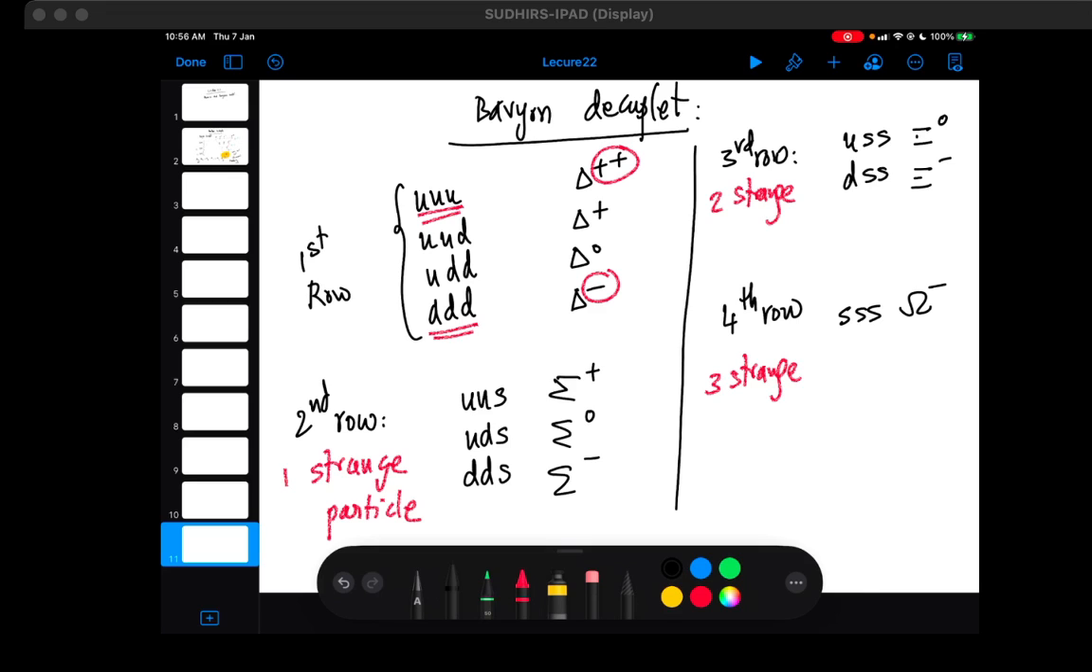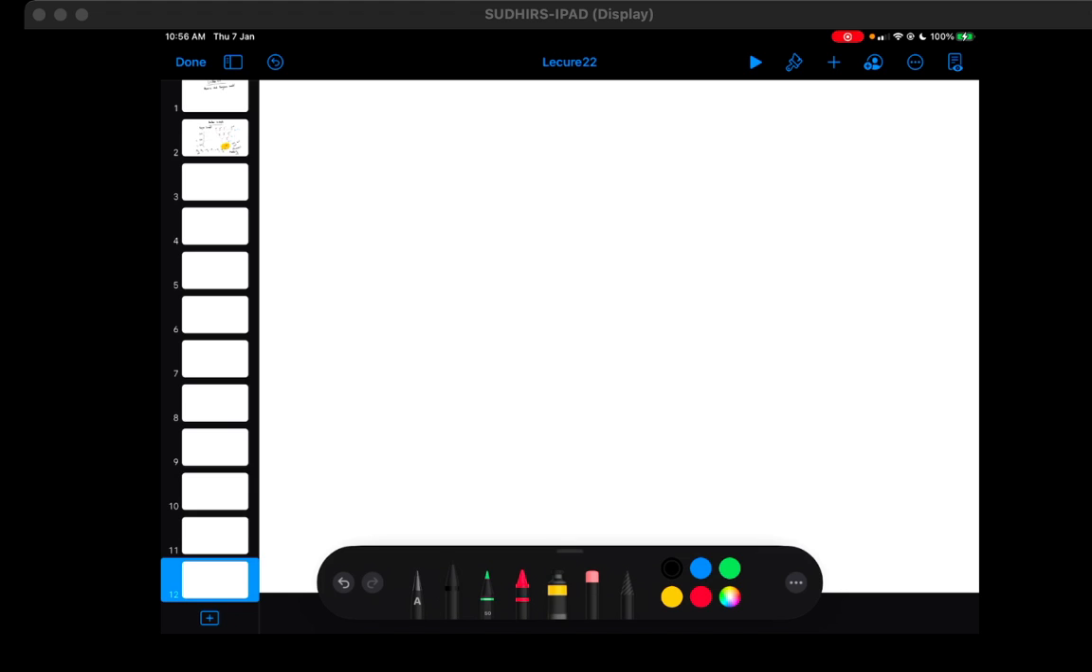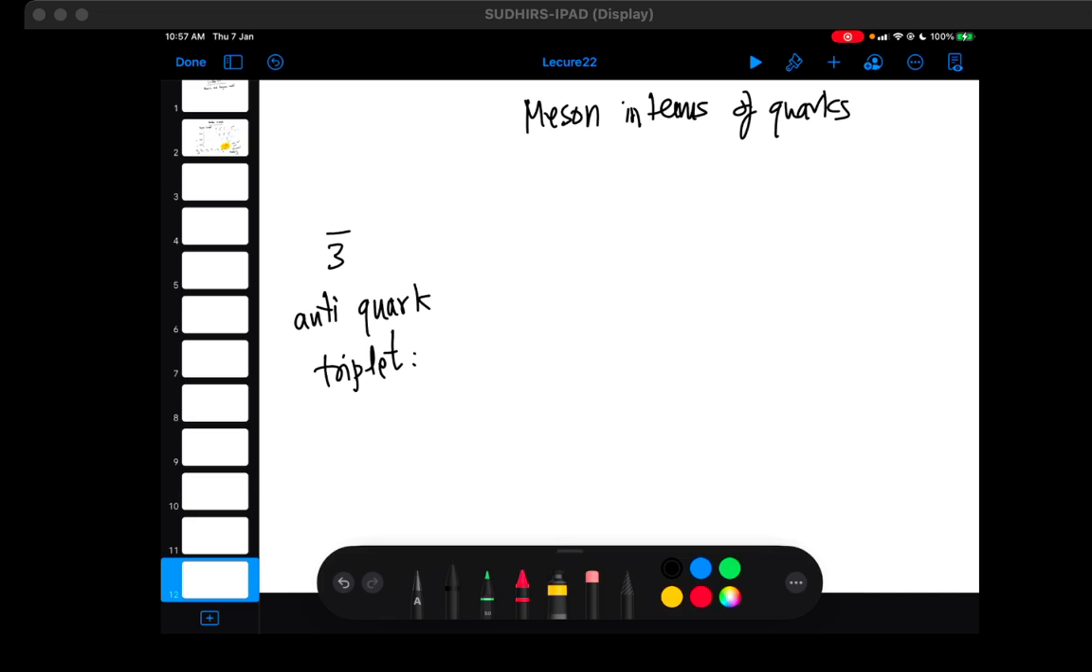it's not complete because we also need to explain the meson picture in terms of quarks. So for that we need the anti-quark triplet, which is the 3 bar. The anti-quark triplet is nothing but the opposite of the quark triplet. So instead of an inverted triangle, you have a normal triangle.